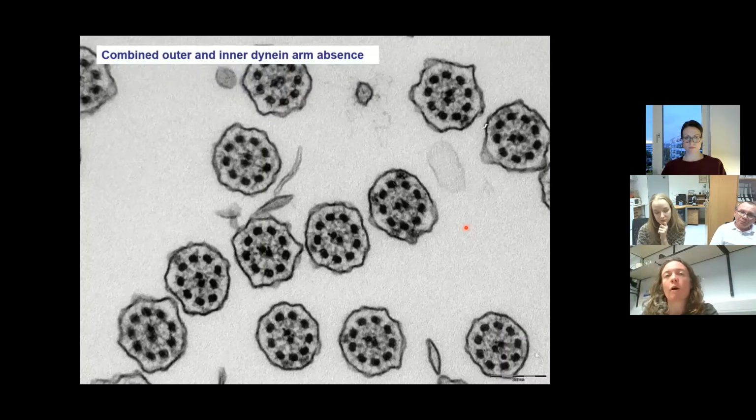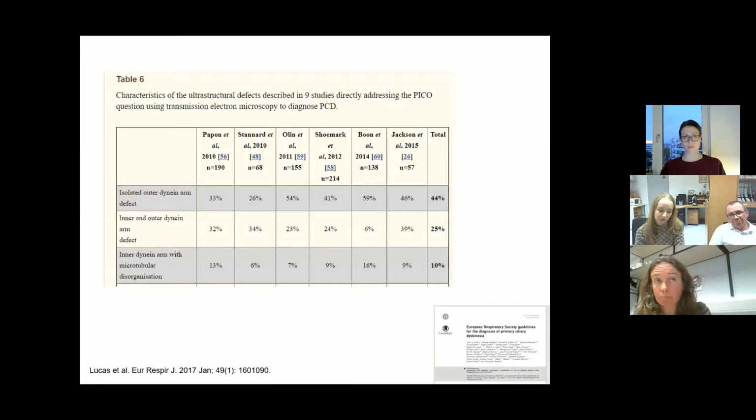And here's another example. So these cross sections you can't see quite so well through the microtubules, but you can still see the absence of the outer and inner dynein arms in this other patient. So this is the inner and outer dynein arm defect, and that occurs in about 25% of people who are diagnosed with PCD by transmission electron microscopy.